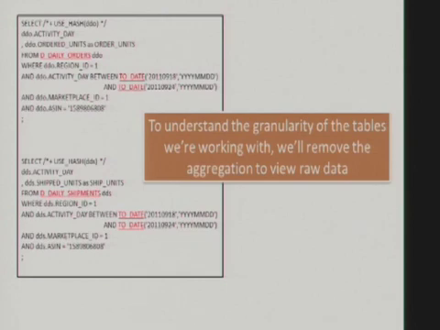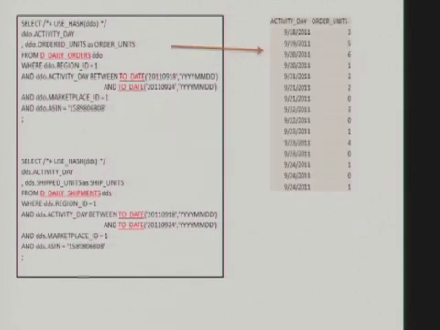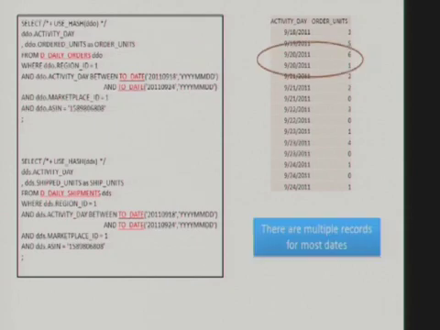Let's see. Oh, okay. I don't know what I was trying to explain here. So I've taken away the aggregation, so we're seeing just the individual lines that would be returned for just activity day and order units from that table. And I get what I was trying to explain. You'll see on 920 there were 2 records. So the granularity is definitely beyond ASIN and activity day. There's some other column that defines that primary key.